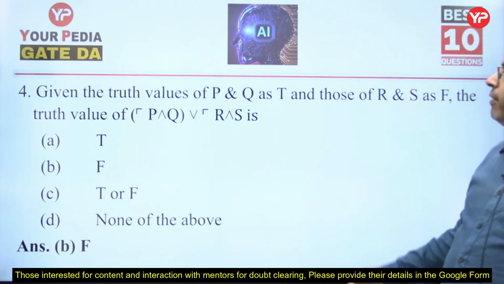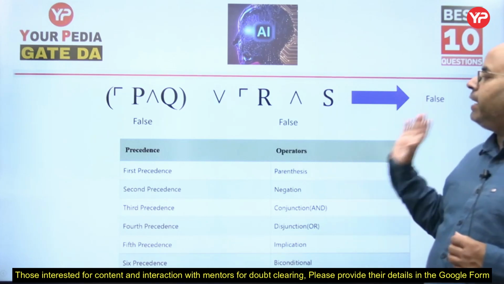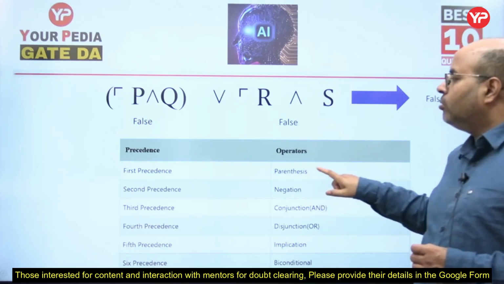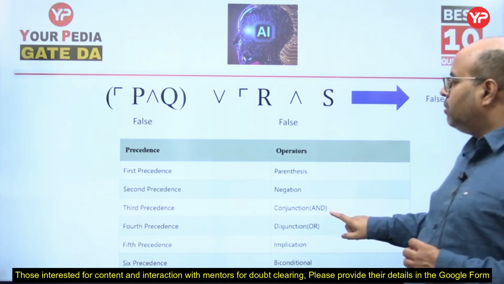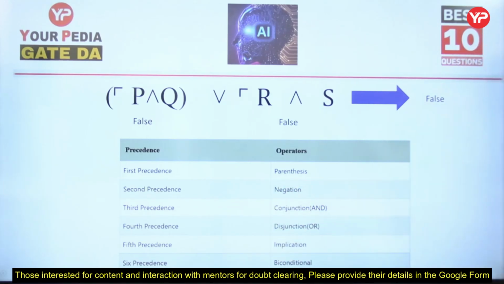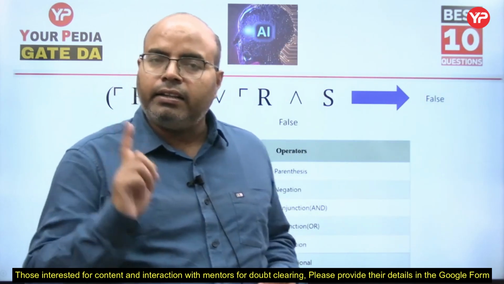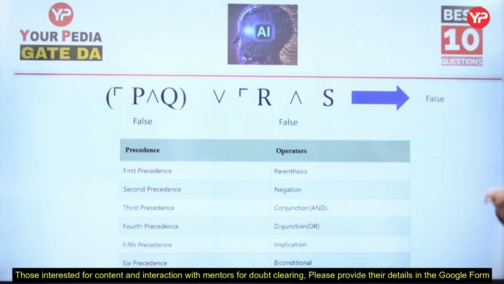Answer is of course B, F, it's false. How it is, you see. Precedence rules say first precedence is parenthesis. If parenthesis is there, under that it will be calculated first. Then second precedence is negation. We have to consider negation. Third precedence is conjunction, and this is important. And fourth precedence is disjunction or. So first we have to consider and, and then only or will be considered. First we will consider and, then or. Take care of it. And then fifth is implication and then biconditional.